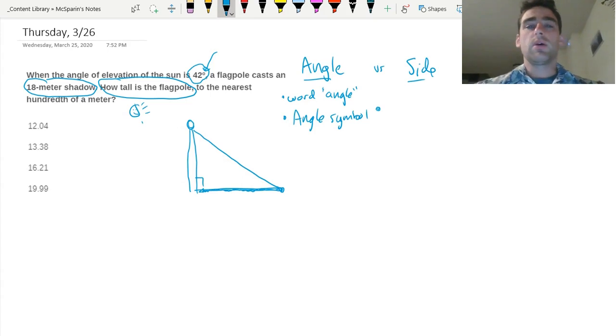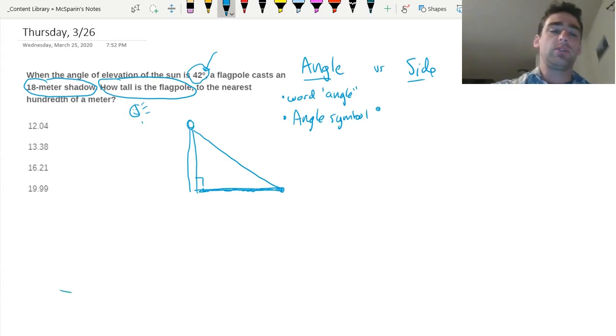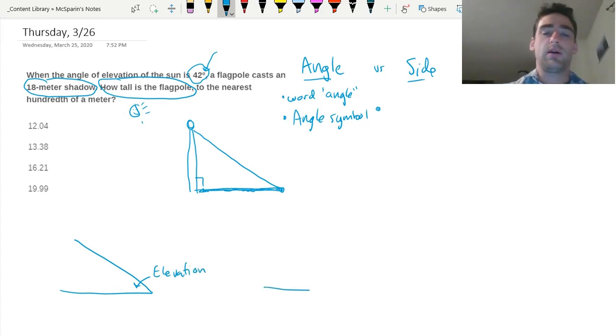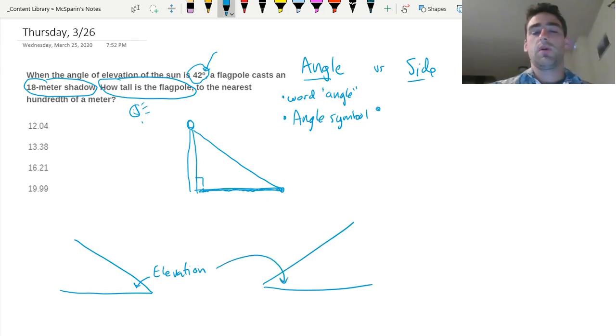Okay. So that 42 right now, I've got to put it in one of my two angle spots. Now, I'm just telling you right now that anytime you see a flat surface and an angle coming up out of it, that is an elevation. If it was at that angle, that would also be an elevation. Okay, so we need to be able to recognize those elevations.